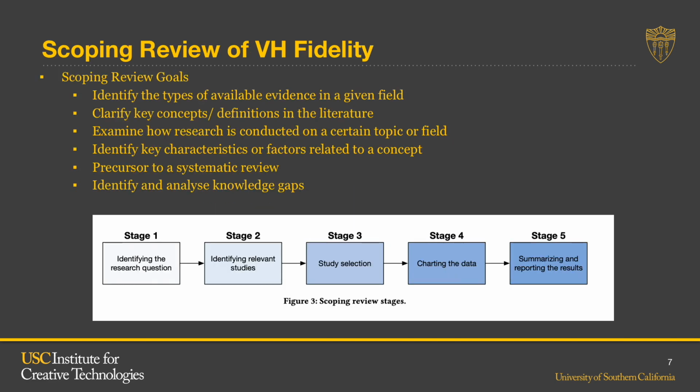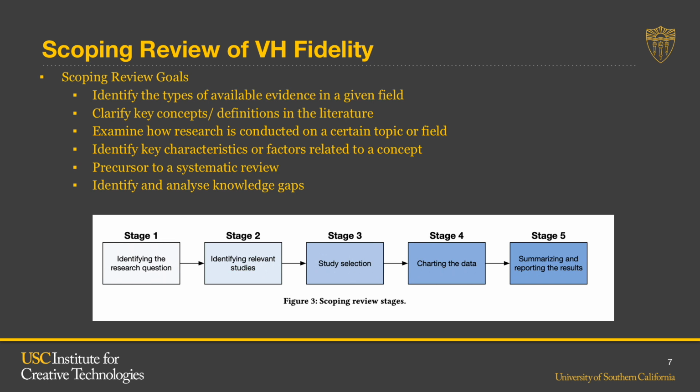So our team at ICT partnered with experts from USC libraries, and we collectively decided that the type of literature review best suited for this project would be a scoping review. Scoping reviews have the general purpose of identifying and mapping available evidence in a topic or field. Unlike systematic reviews, which you may be more familiar with, scoping reviews are guided by the requirement to identify all relevant literature, regardless of study design.